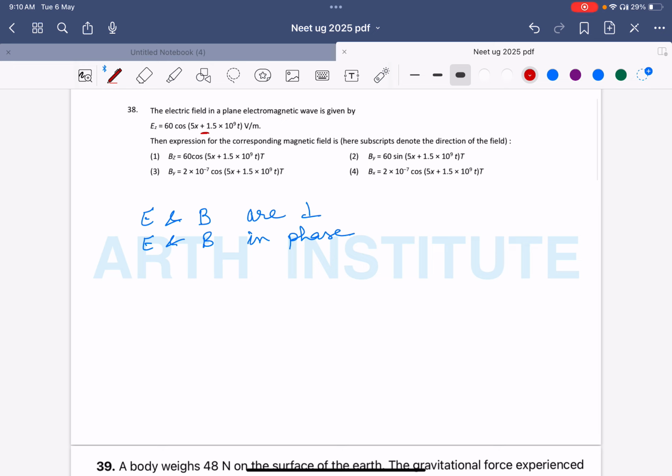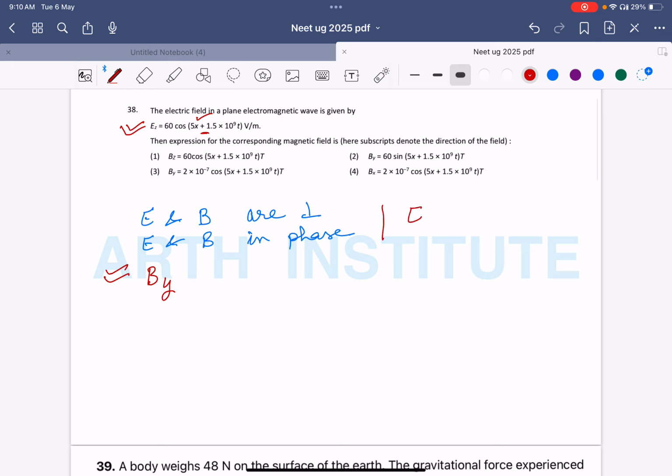Now, electric field is along the Z direction, and wave is propagating along the X direction. So, magnetic field should be along the Y direction. This is the first and foremost thing. Because E is along Z, wave along X, therefore B should be along Y direction.